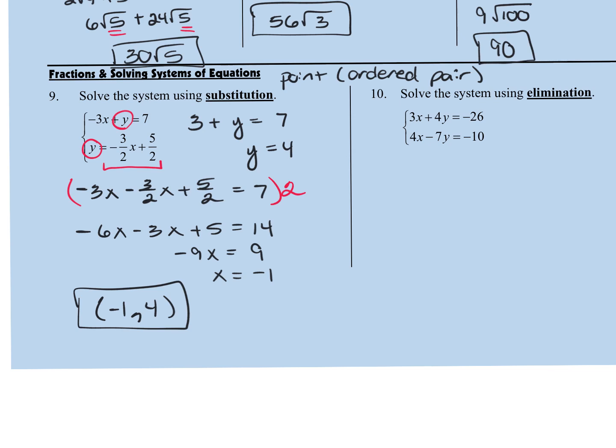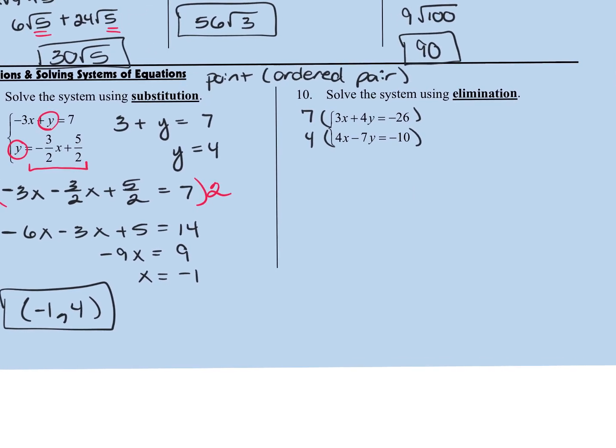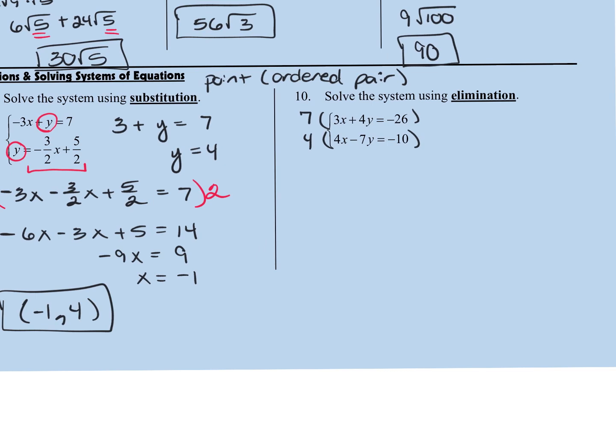So what I'm going to do is I'm going to take the first equation and I'm going to multiply everything in that equation by a 7, and in the second equation, I'm going to multiply everything in that equation by a 4. When I do this, what's going to happen is that the coefficients on the y terms are going to match, but be different signs. They will be opposite signs. So let's multiply that out and see what we get.